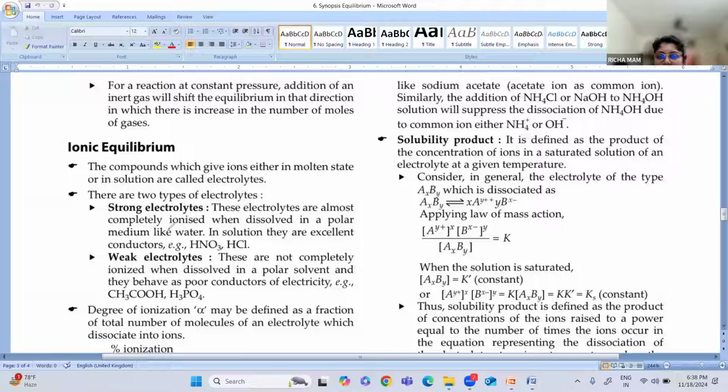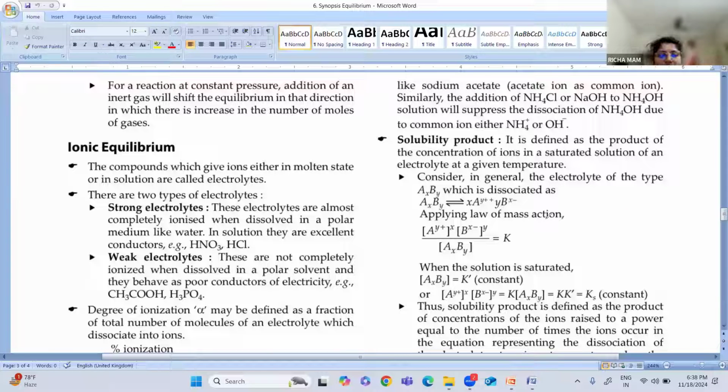So what are strong electrolytes? These electrolytes are completely ionized when you add them in a polar medium. What do you mean by polar medium? A polar medium is, for example, water, giving H+ and OH-. Then HNO3 and HCl give H+ and Cl-. They are polar in nature, right? When you see the H-Cl bond, the dipole moment is towards the chlorine, so there is a net dipole moment.